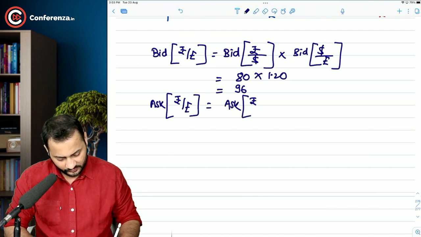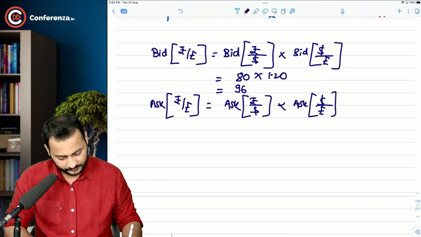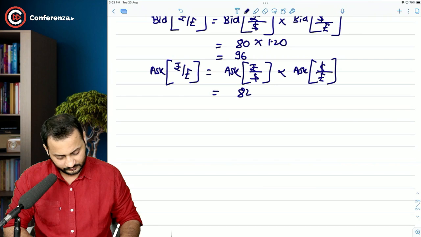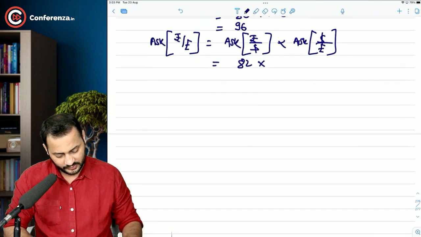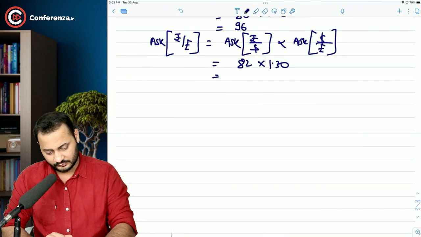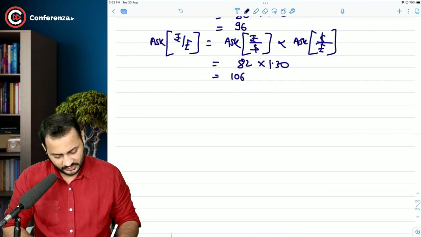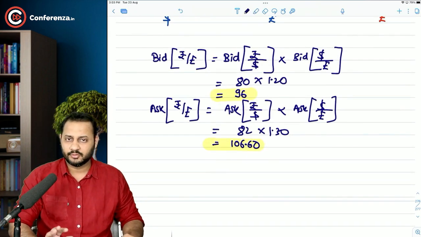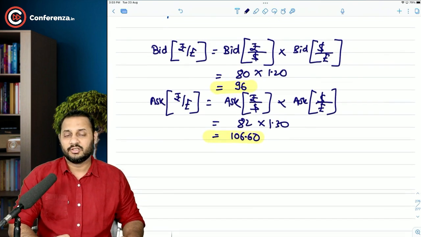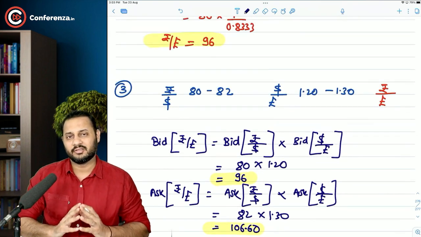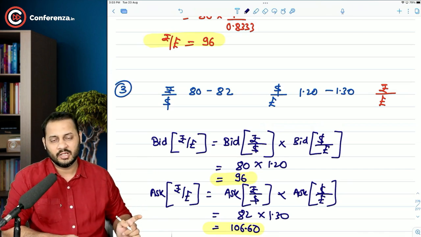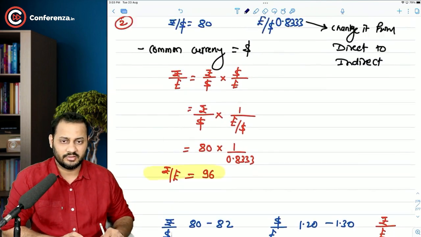And when we have to calculate the ask, we repeat the same procedure of picking the ask of rupees per dollar times the ask of dollar per pound. The ask of rupees per dollar is 82 and the ask of dollar per pound is 1.30. That's 106.60. Got it? Both the things are clear. Now, this was the easiest one. In this third part, I just wanted to make it clear how to calculate the cross rates of bid and ask.